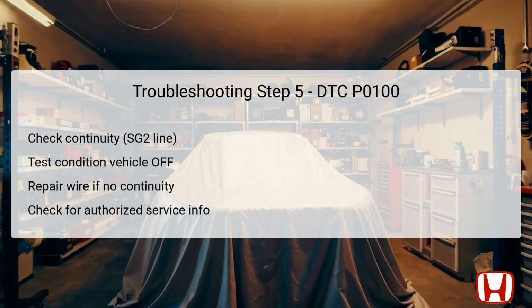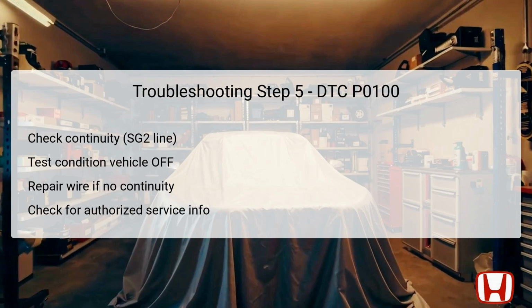The fifth step focuses on assessing the SG2 line for continuity. Once again, ensure the vehicle is in the off mode and confirm that the MAF IAT sensor connector as well as the PCM connector are disconnected. This time, measure the continuity between the MAF sensor's female terminal number 2 and the corresponding pin on the PCM connector E, specifically pin number 78.